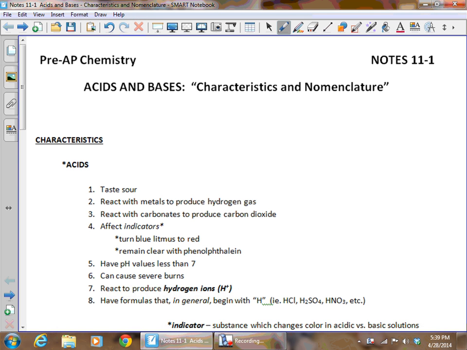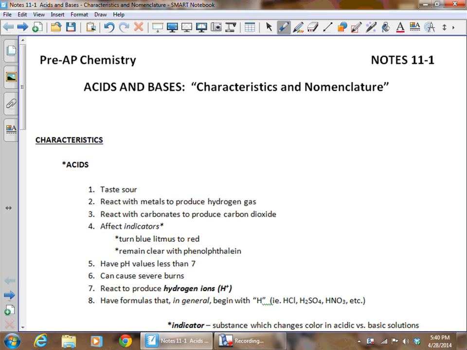Today we're going to talk about acids and bases and their characteristics and nomenclature. Now, nomenclature simply means, remember, how we name and write formulas for these acids and bases. We did a lab, and that lab helped us to see some of the different characteristics of acids and bases.